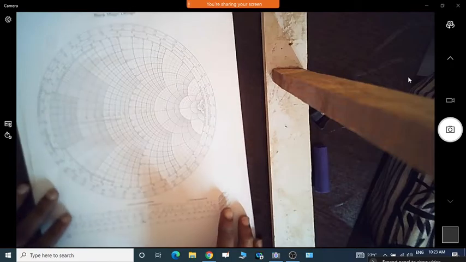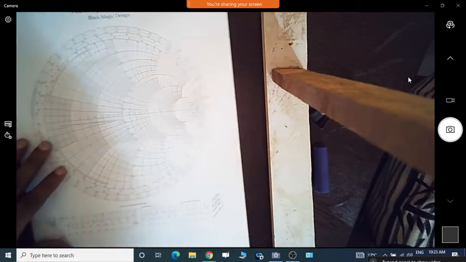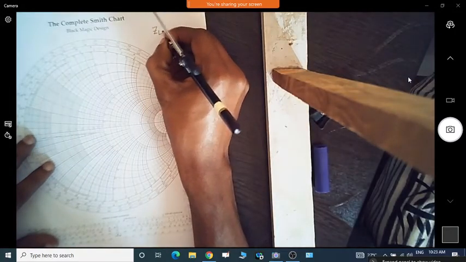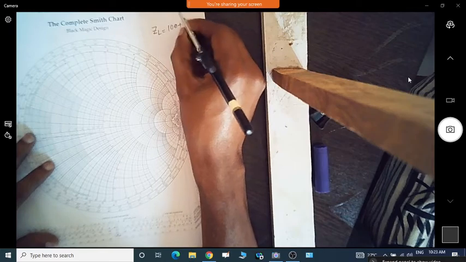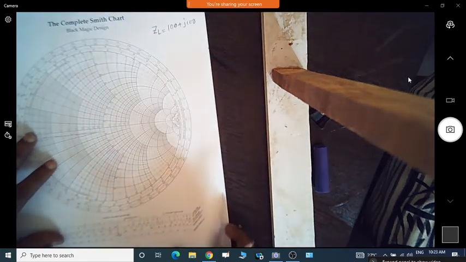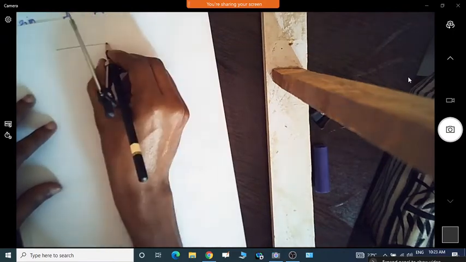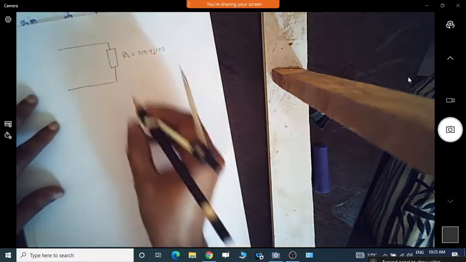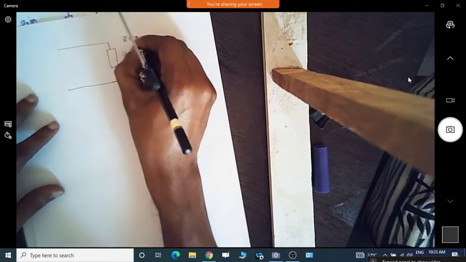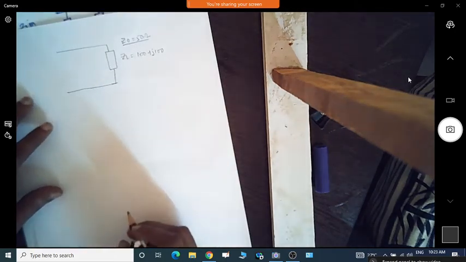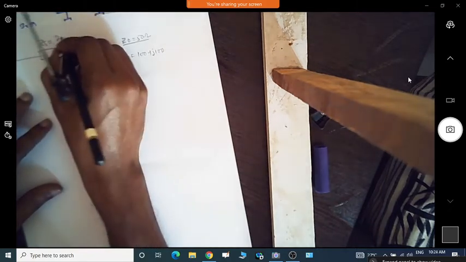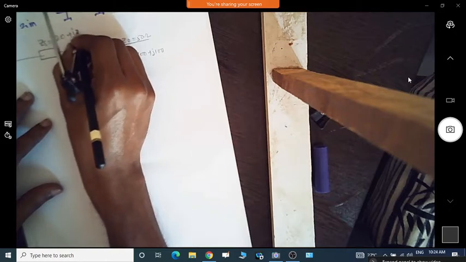Now you can see here. Let us take a value, ZL, equal to 100 plus j100. So in the problem we have ZL equal to 100 plus j100, and the characteristic impedance is given as 50 ohm. If it is not given, assume it as 50 ohm. Now I am adding the series impedance Zs, which is 20 plus j30.